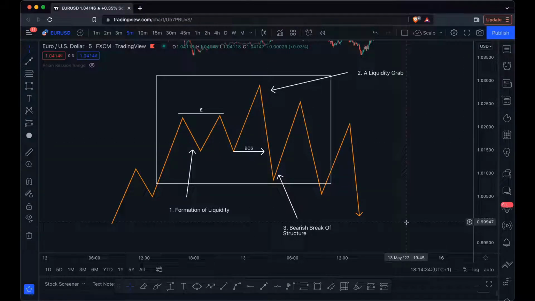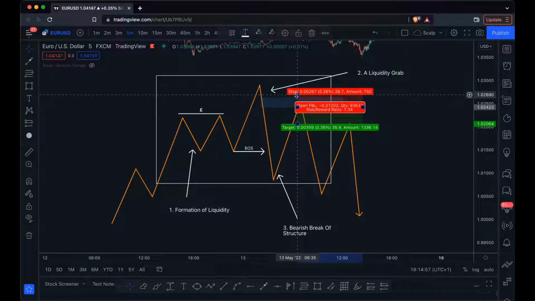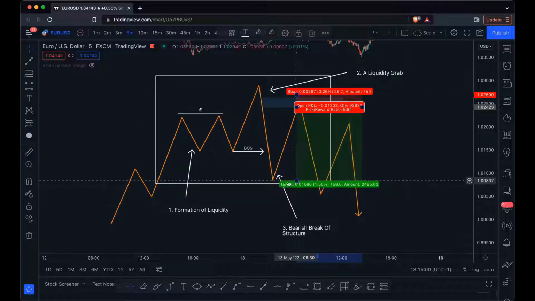So how do we enter a position using a distribution schematic? This is very, very simple. All we have to do is wait for price to pull back after the bearish break of structure to an order block left behind by the liquidity grab. And then we can take a short position like so, stops just above the order block, and we can target this low over here as a first target, but we can also get an extended target as we know that price should be sent lower from this point onwards.